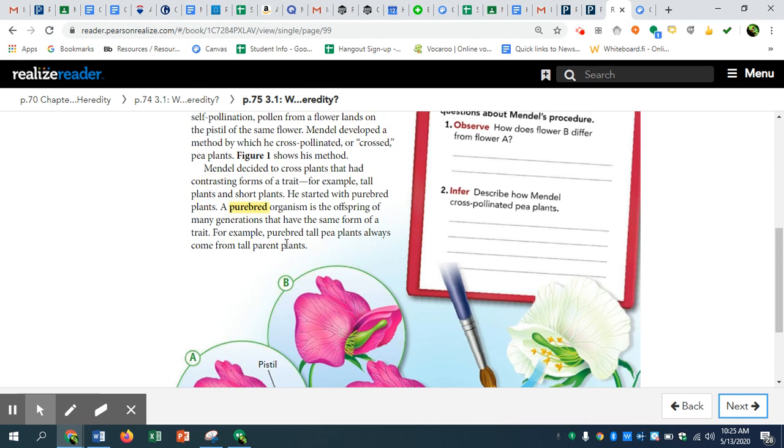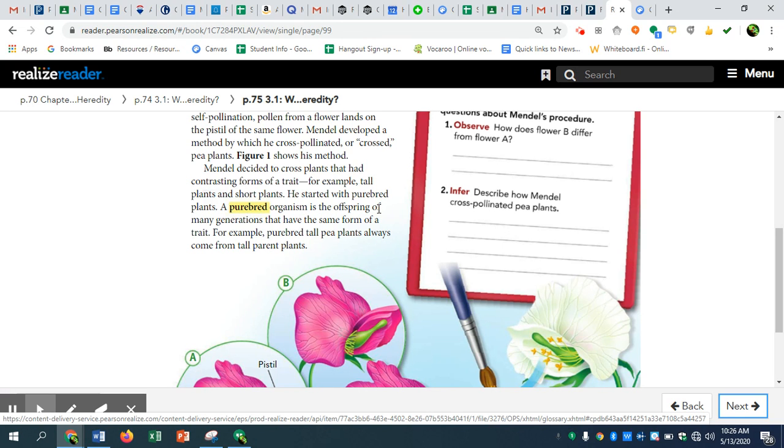So now, a purebred organism is the offspring of many generations that have the same form of a trait. So that's saying like generation after generation, everybody has blue eyes, blue eyes, blue eyes. Okay. That probably means that in the genetics of that family, there is no brown eyes. But every once in a while, you'll see like another trait pop up, right? Like people will say, oh, that skips a generation in my family. But what that really means is that there's a hidden trait that isn't seen, but every once in a while, it comes out. Okay, so that wouldn't be purebred.